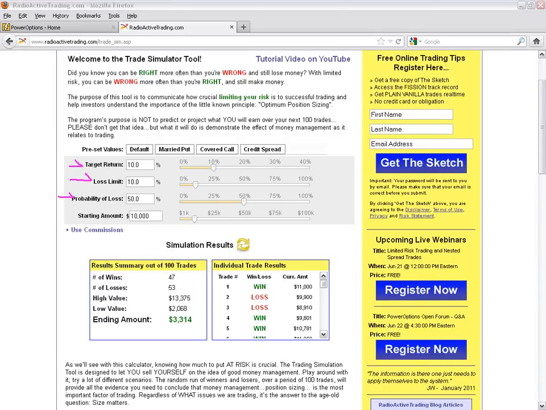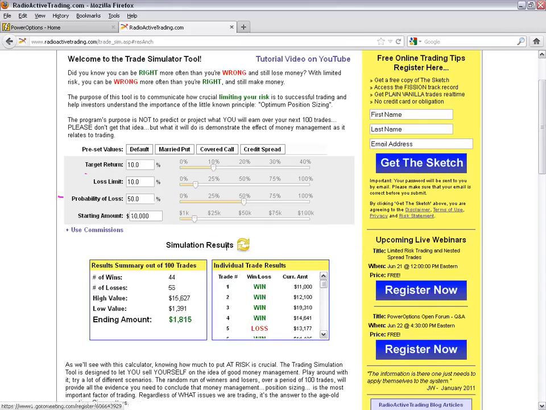Now what we're starting off with here, we're assuming a target return of 10%, and we're going to assume a loss limit of 10%. So let's just assume we're buying stock. We're going to close out the position if we get to our 10% return. We're going to use a stop order and hopefully get filled at only a 10% loss if the stock moves against us. And we're going to flip a coin 100 times. Heads we win, tails we lose. All right? So heads the stock moves up, we make our 10%. Tails we lose, and the stock loses 10%. And we're going to estimate this with a starting capital of $10,000.